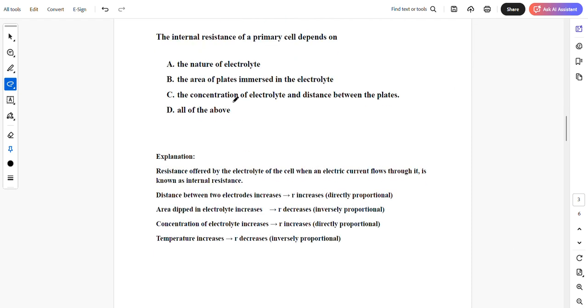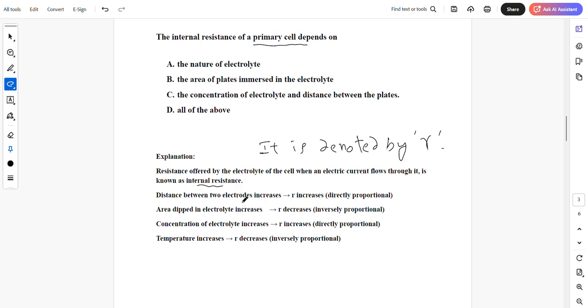The internal resistance of a primary cell depends on what? The nature of the electrolyte, the area of plates immersed in the electrolyte, and the concentration of the electrolyte. Here I have given you the explanation. Resistance offered by the electrolyte of the cell when an electric current flows through it is known as internal resistance. It is denoted by small r.